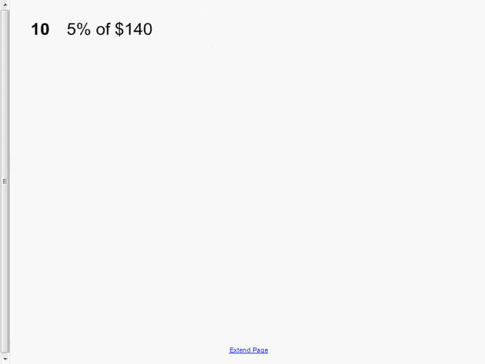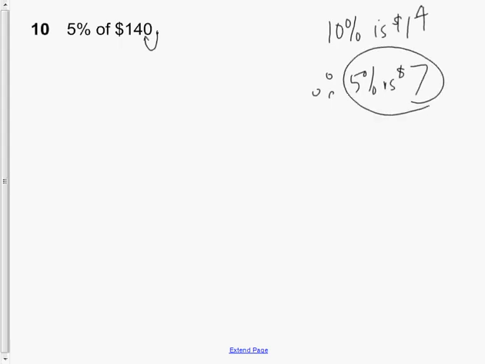For question 10, 5%. Mentally, to find 10%, we just talked about it, you move the decimal 1 place over. So 10% is $14. And therefore, 5% is half of 10%. So 5% is half of $14, which is $7.